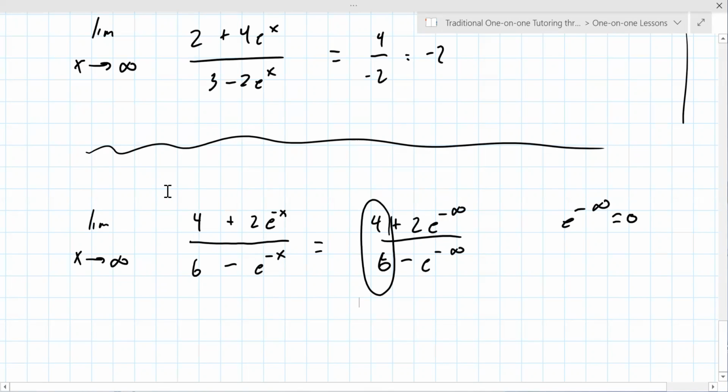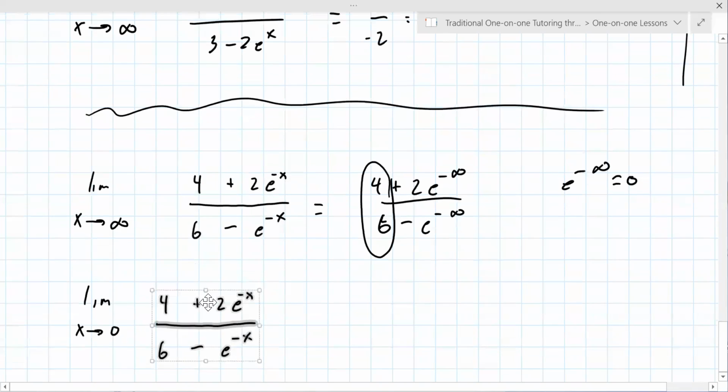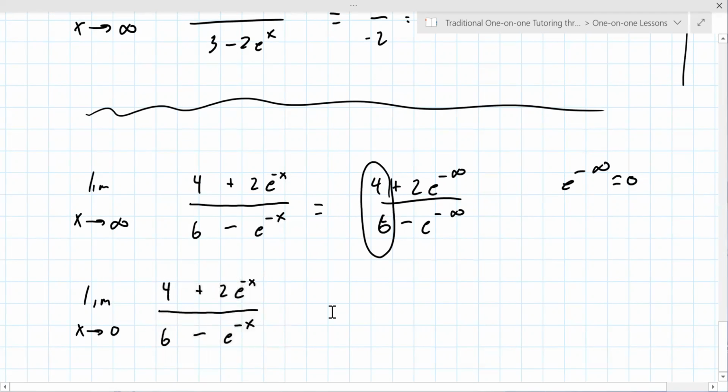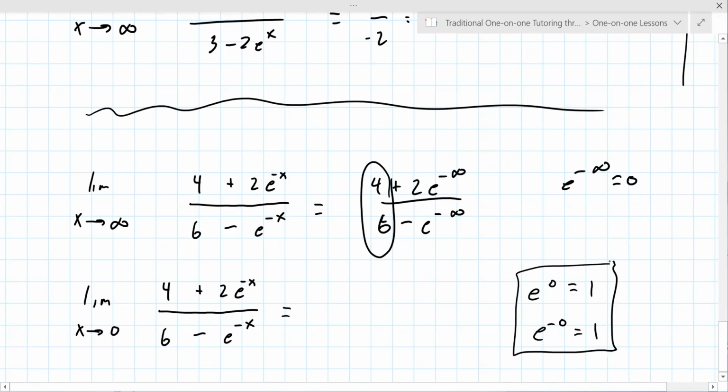Okay, let's do this one here. One last question on this. The limit as x goes to 0. e to the 0 is always 1, or e to the minus 0 is always 1 also. So then that's 4 plus 2 over 6 minus 1, which is 6/5.